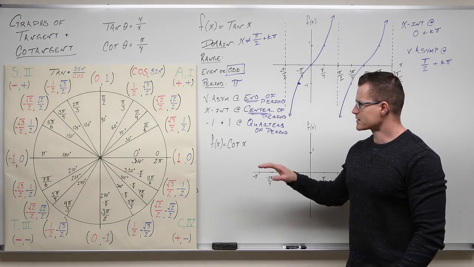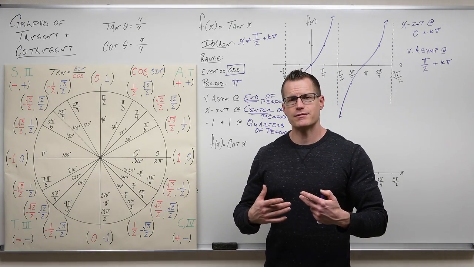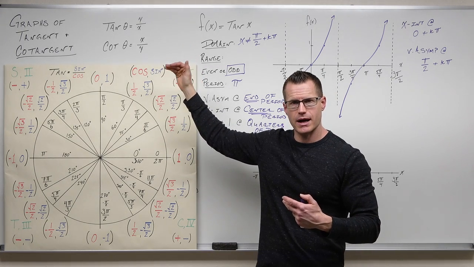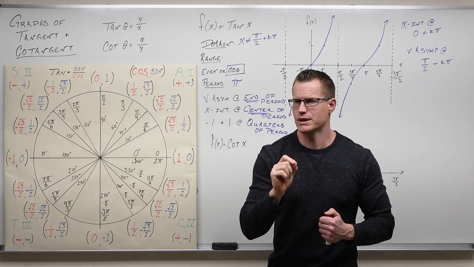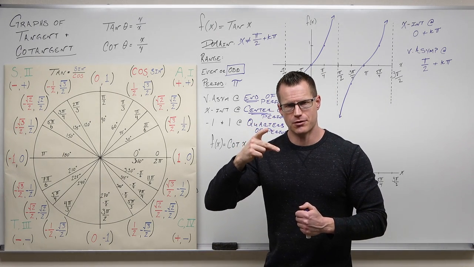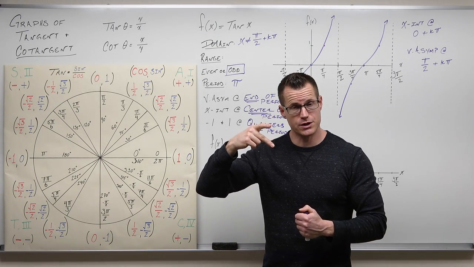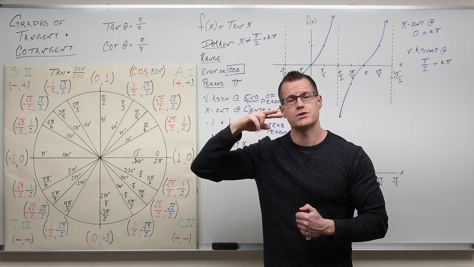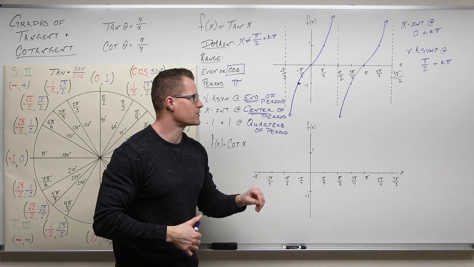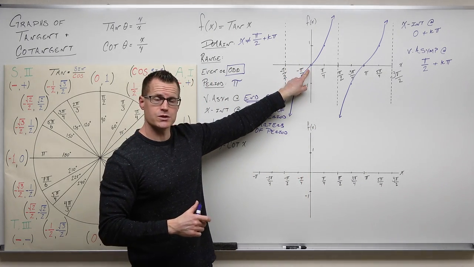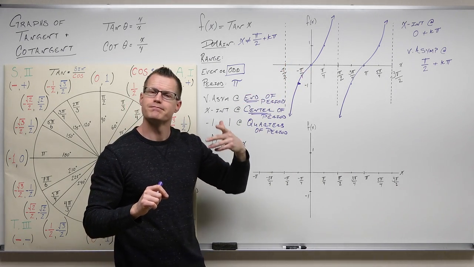So let's move on, and let's talk about cotangent of x. With cotangent of x, instead of having tangent theta equals y over x, cotangent is x over y. It's a reciprocal. So we're going to make this really easy. When you reciprocate things, 0 over 1 changes to 1 over 0, and 1 over 0 changes to 0 over 1. Now, why am I saying that? Well, because if we compare this to tangent, which is why I left it on the board, all of our zeros become undefined, and all of our undefined vertical asymptotes become zeros.